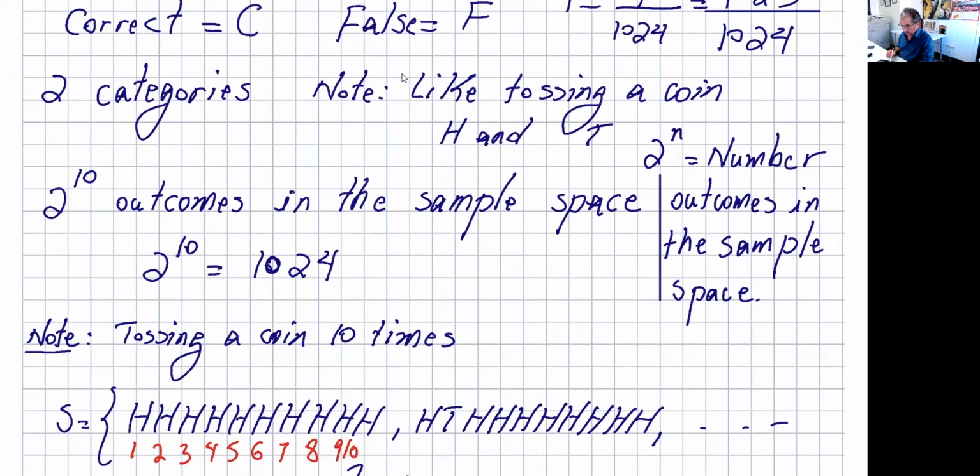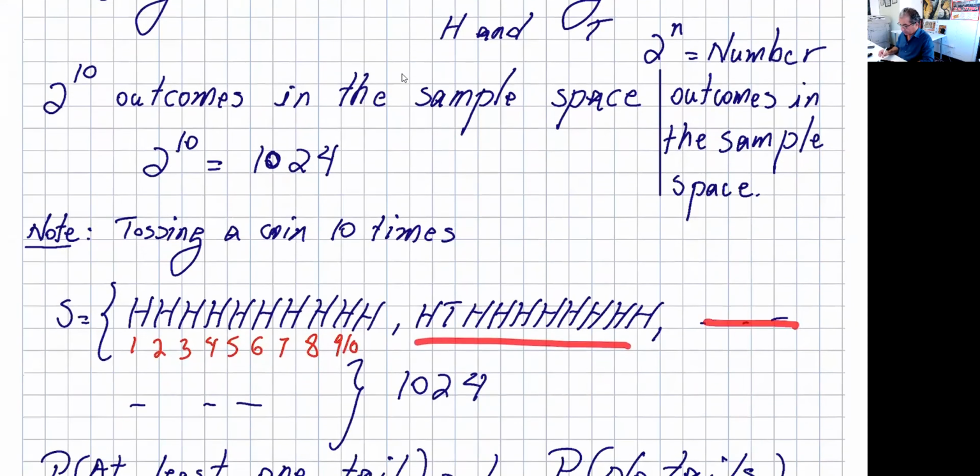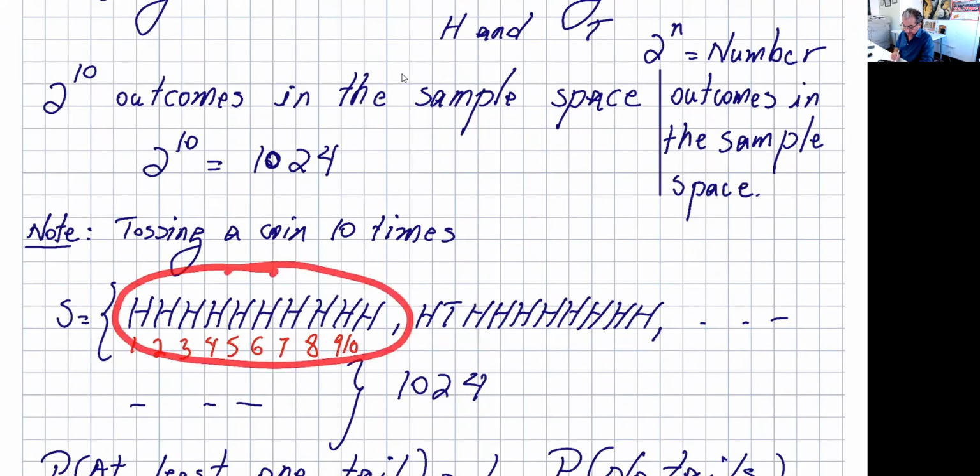How they are going to be: the first is H, H, H, H, H, 10 times. The second one is going to be H, T, H, H, H, H, and we're going to have 10 of those. And it's going to continue. If you write this, it's very, very long. You have to write 1024 of those. But I just want you to know this: only one of them has all 10 heads.